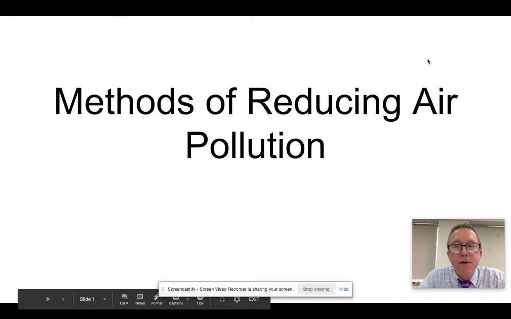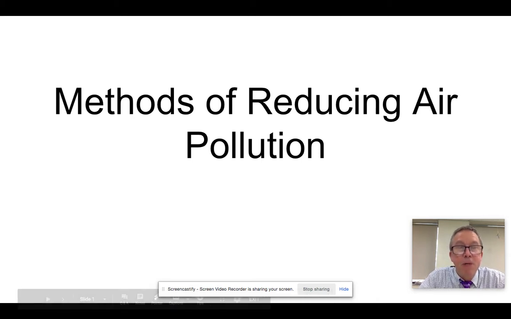So throughout this unit, we've talked a lot about the components of air pollution, the things that make up AQI, what their sources are, what their health effects are, and so on. What I want to do with this particular presentation is to talk about how we can reduce these pollutants in the atmosphere from a technological standpoint.